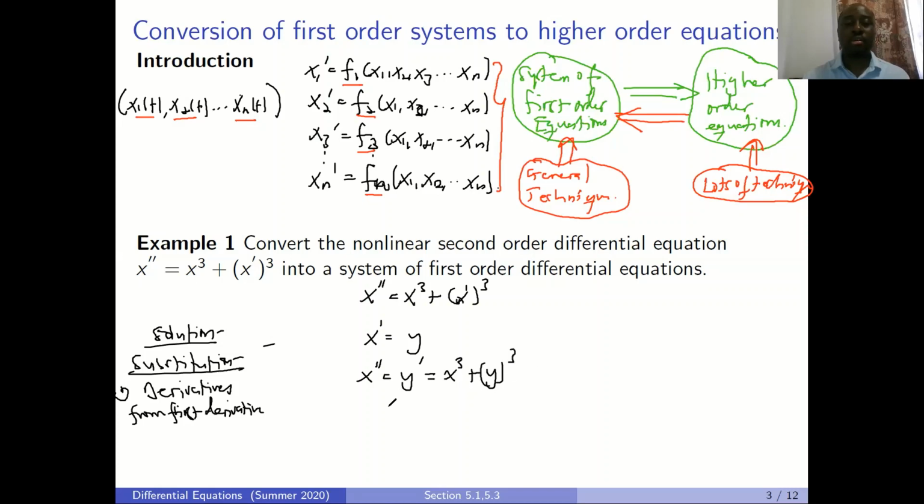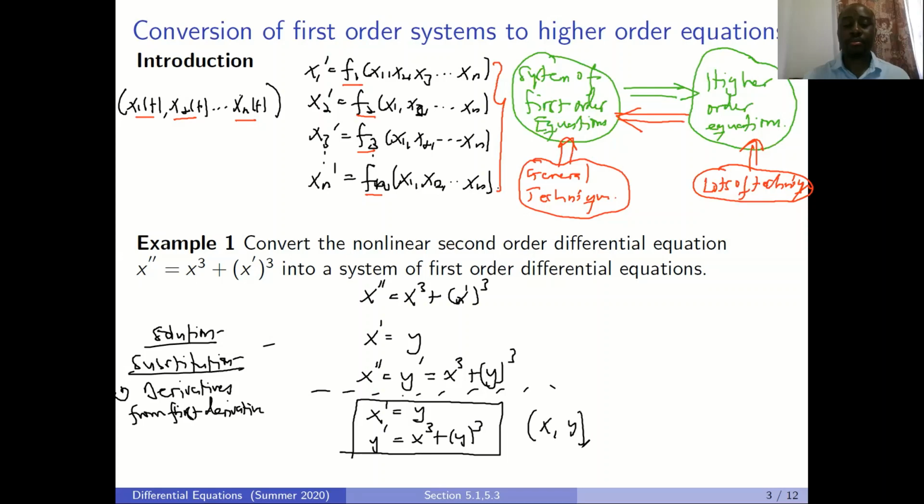Okay, and so now I have the system x prime equals y, and y prime equals x cubed plus y cubed. And voila, I have a system of first order nonlinear equations. Okay, and the solution to my system will be a vector of x and y.